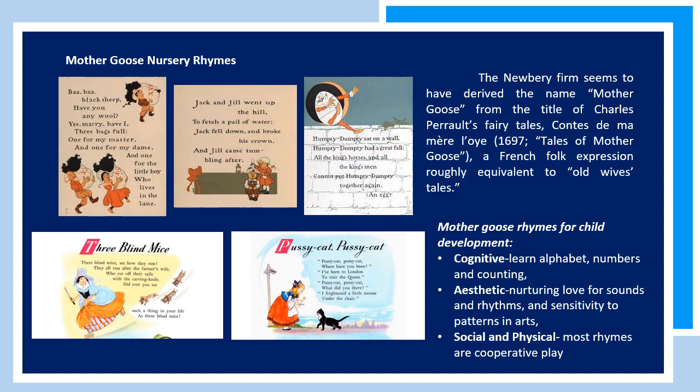And then for social and physical, most rhymes are actually called cooperative plays. They even have rhythms. And a child can recite the rhyme along with the other children. Okay, so you have experienced reciting the rhymes in your childhood years. So these are just a few of the nursery rhymes published by John Newbery.